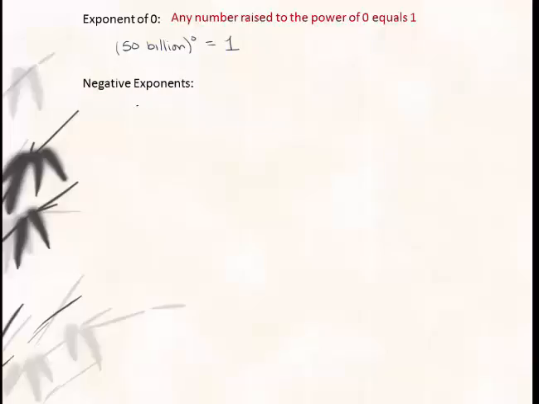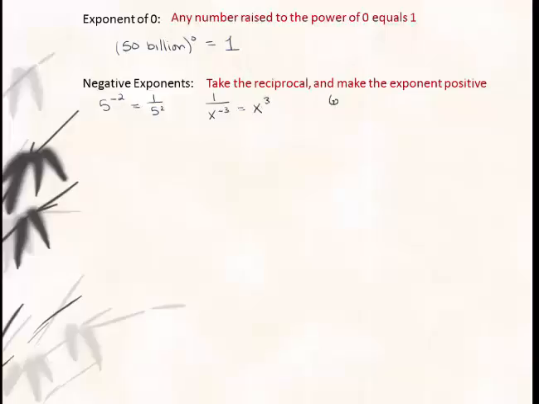Negative exponents, we take the reciprocal and make the exponent positive. So if I have 5 to the negative 2, that's 1 over 5 squared. If I have a negative exponent in the denominator, I bring it up top. And if I have both, I switch places and make the exponents positive.